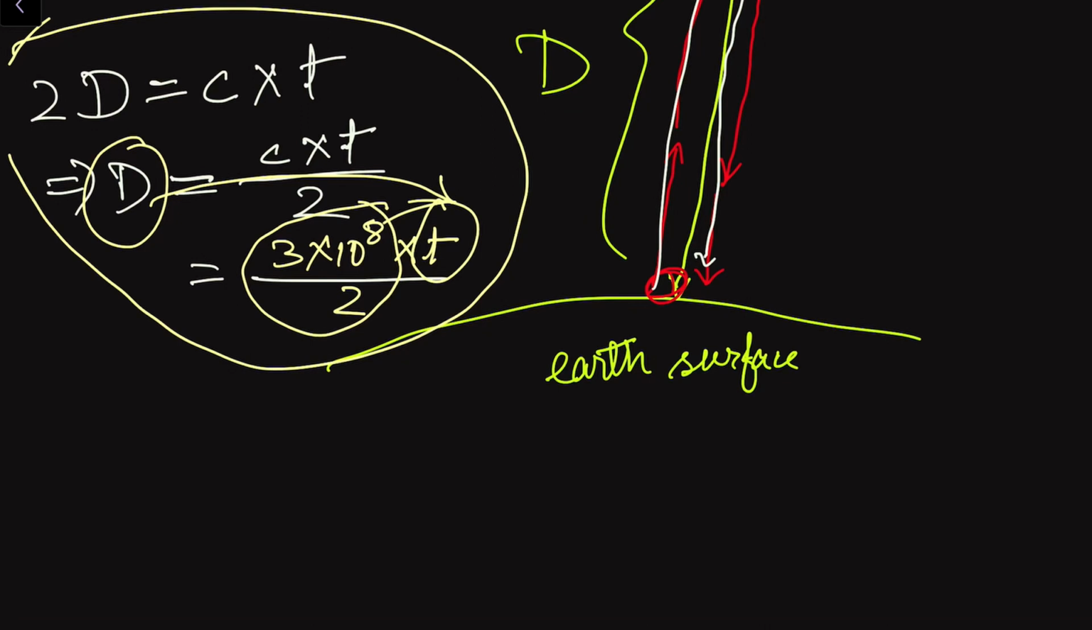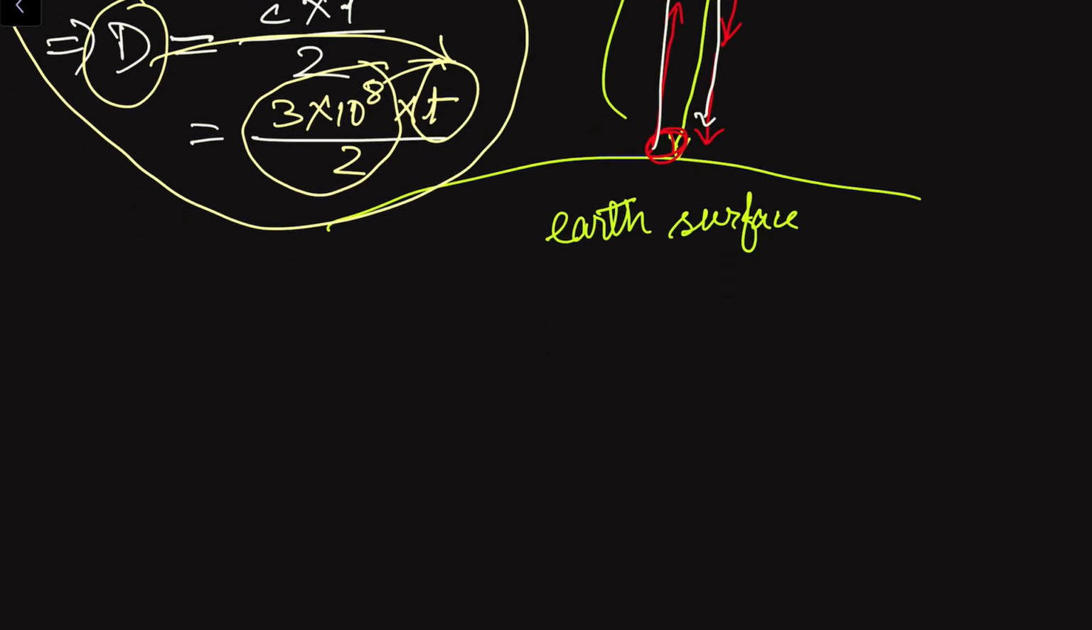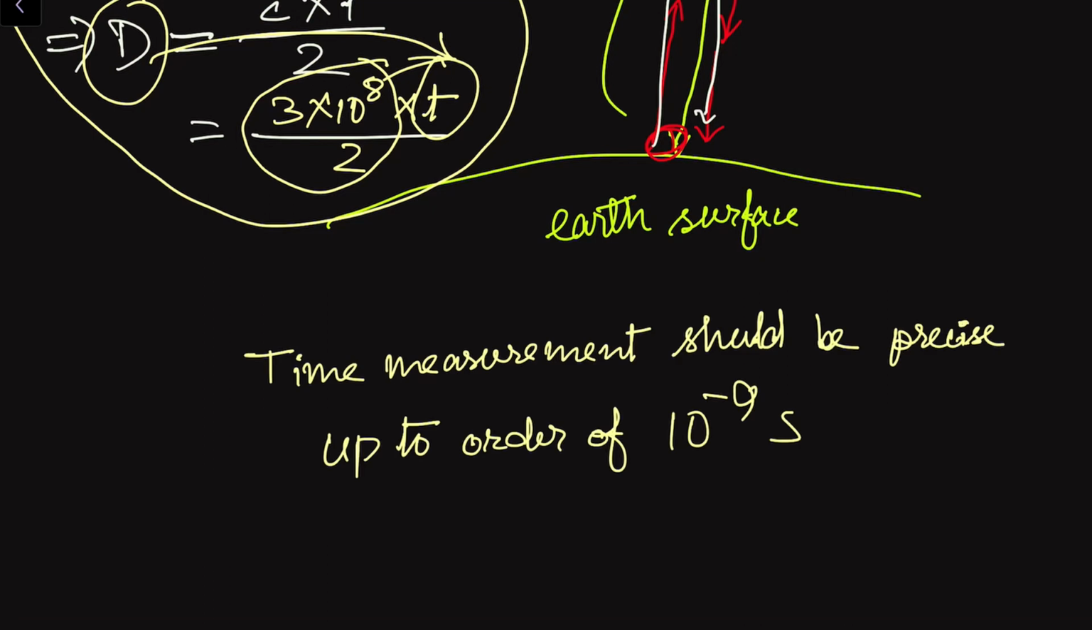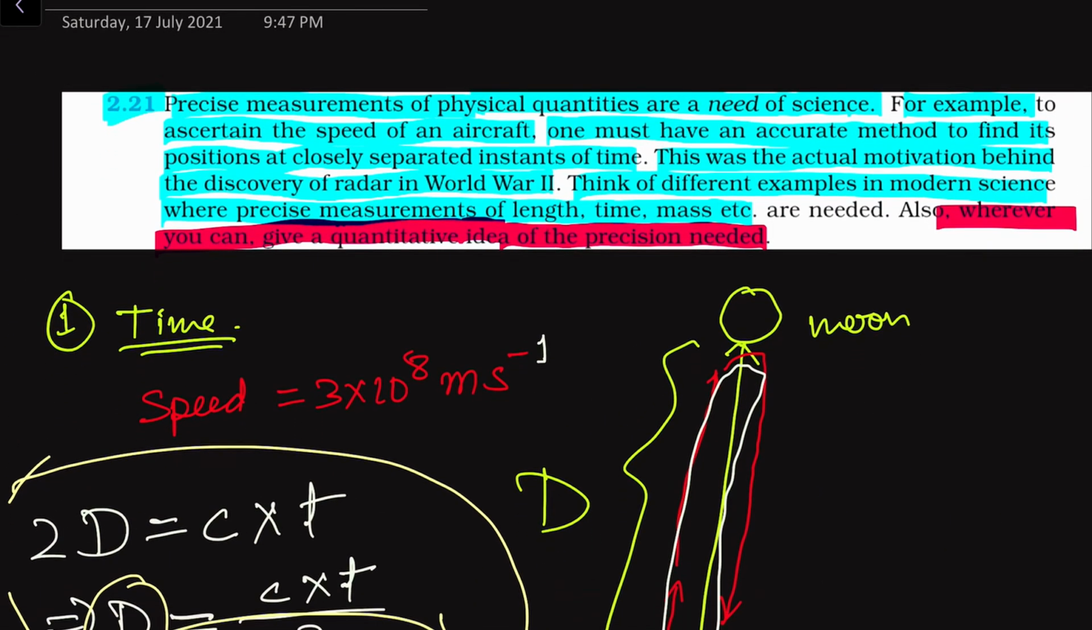So in this case, the time measurement should be precise up to 10 to the power minus 9. Why am I getting 10 to the power minus 9? Because you can see here we have already 3 multiplied with 10 to the power 8, and then we have to again multiply with the small t value. So approximately it is of the order of 10 to the power minus 9 second. So this is the case of the time. Okay, we have seen in the question we are given to find out about the time, then mass, then length.